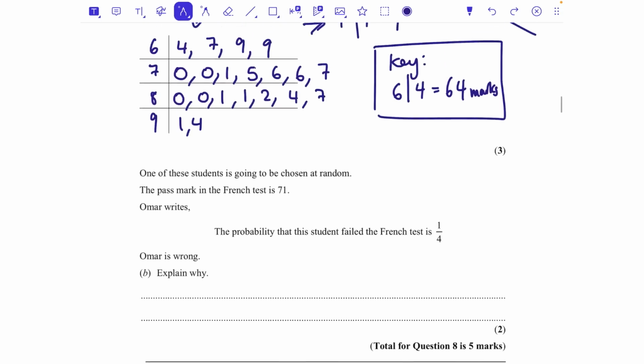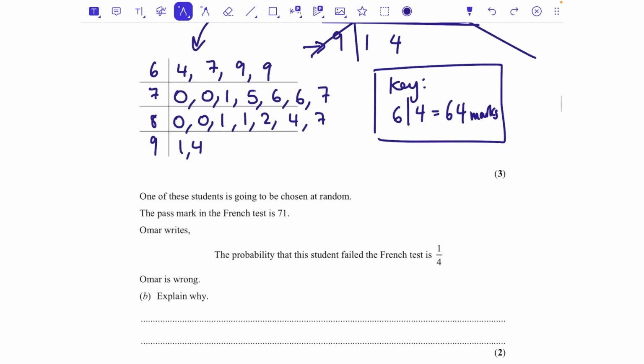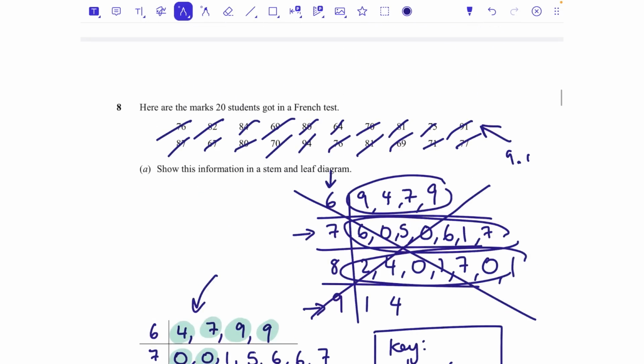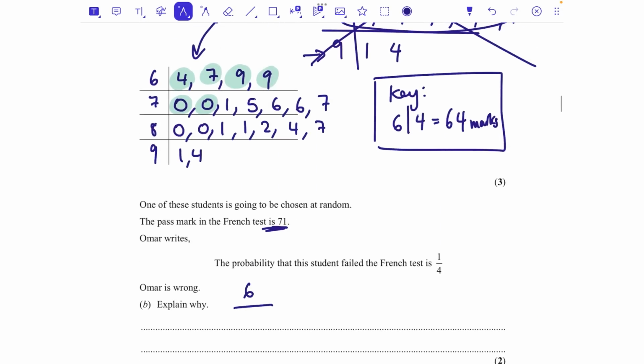One of the students is going to be chosen at random. The pass mark in the French test is 71. Omar writes, the probability that a student fails is a quarter. Omar is wrong, explain why. So let's just look. There's 1, 2, 3, 4, 5, 6 students there that failed because they got less than 71 marks. So 1, 2, 3, 4, 5, 6 out of 20. That's how many people there are altogether.